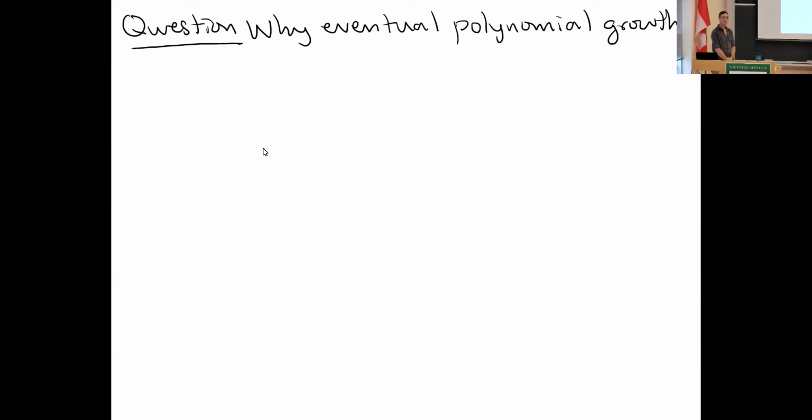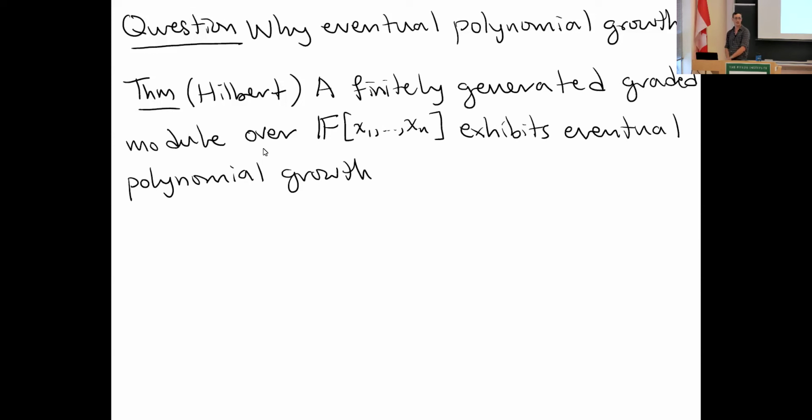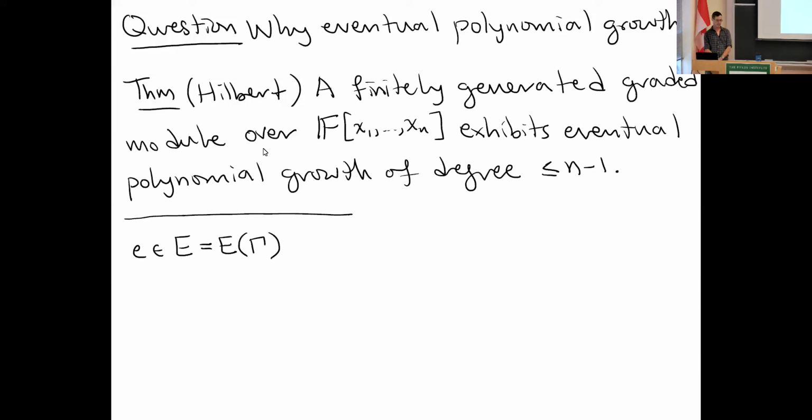So let's try to probe a little bit into this result. First of all, a question you might have is why do we have eventual polynomial growth at all? And the theorem I'd like to remind you of is a classical result of Hilbert's, which says that you get eventual polynomial growth when you have a finitely generated graded module over a polynomial ring. That's the Hilbert polynomial. And there's a bound on the degree also. Okay, so what do polynomial rings have to do with anything?